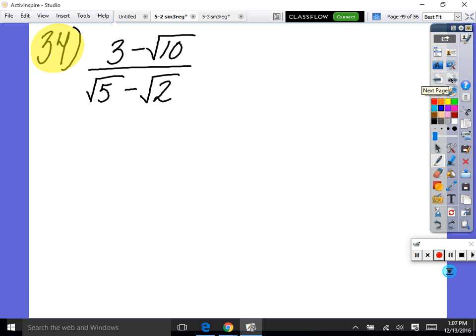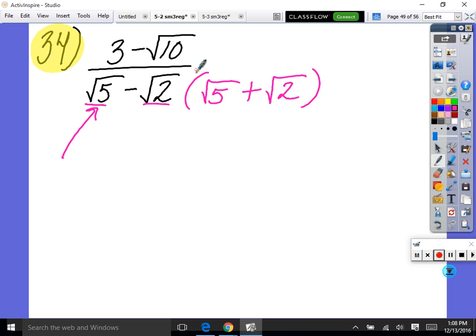So 34, if I said to you simplify, you would say, okay, well, looks like all my radicals are simplified, correct? So then you'd say, that's my answer, but it's not an acceptable answer because there's a radical on bottom. Well, there's two terms, so I'm going to have to multiply by the conjugate. So let's all do that. Square root of 5 plus the square root of 2. If you do it to the bottom, you've got to do it to the top.